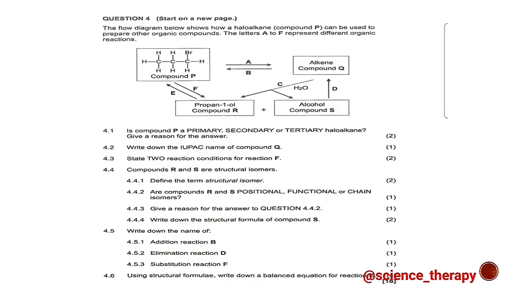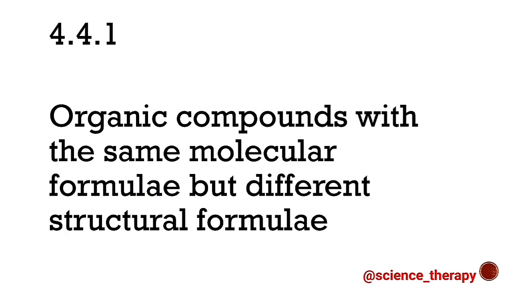Now 4.4.1 says compounds R and S are structural isomers. Define the term structural isomer. Now what are structural isomers? We say structural isomers are organic compounds with the same molecular formula but different structural formulae.